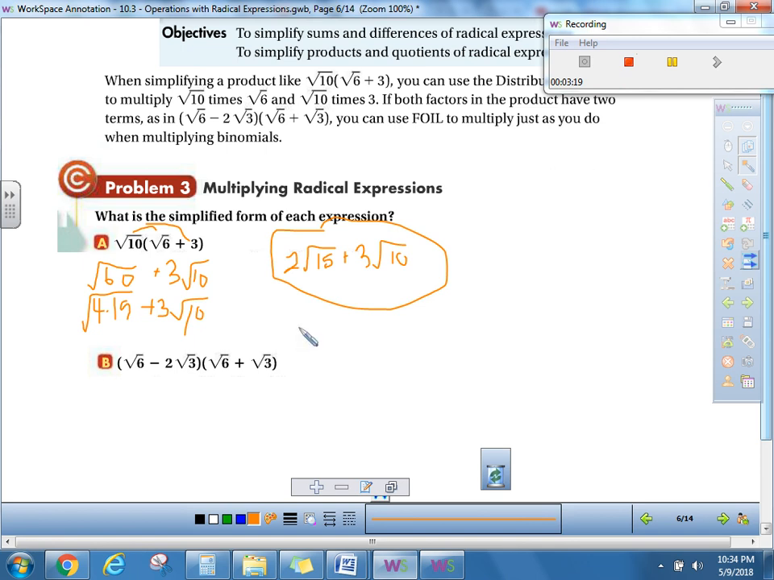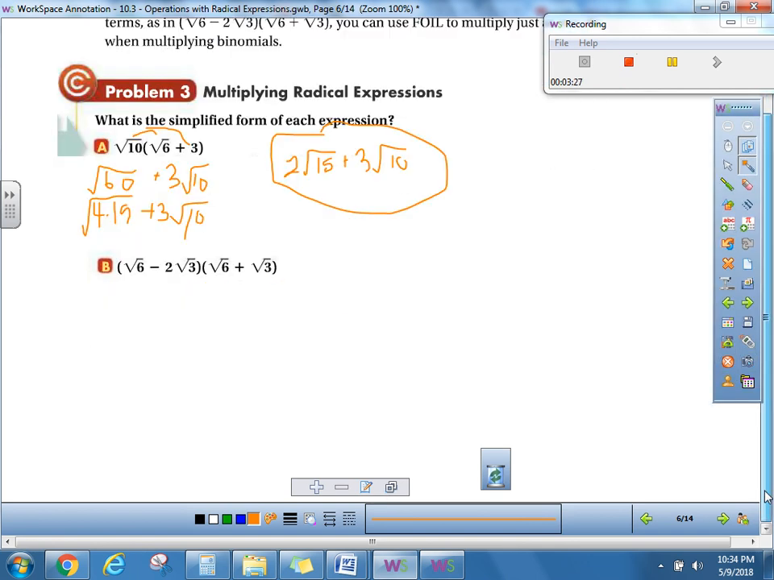Okay. Some of them you might have that look like letter B here. For this one, we've done this before. We called it foiling, or multiplying a binomial by a binomial. And that's exactly what we're going to do again. So when we did that before, we distributed the square root of 6 times the square root of 6. So we're going to do that first, and we get the square root of 6 times 6 is 36.